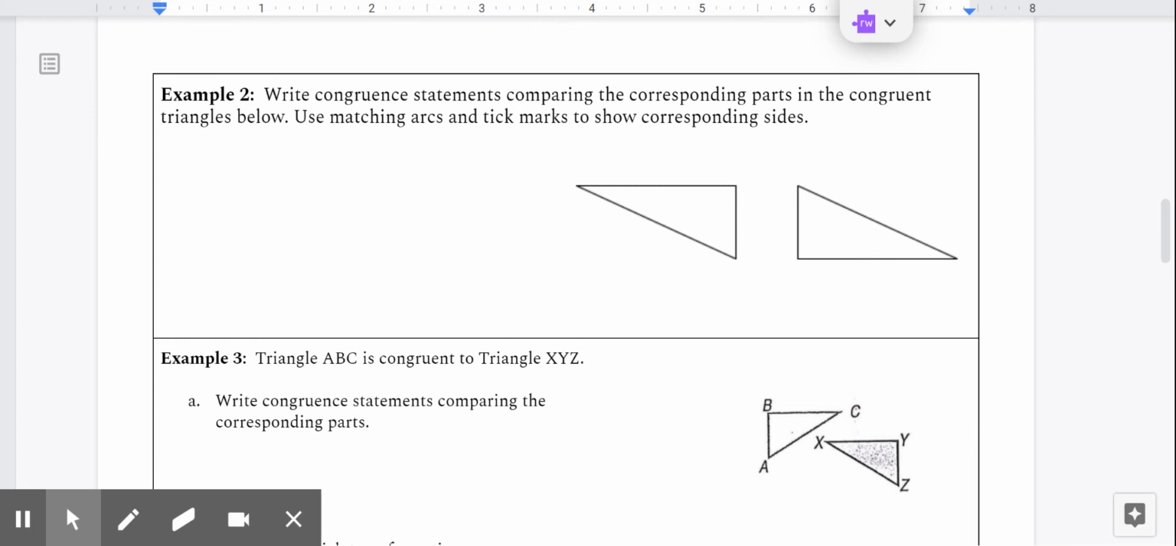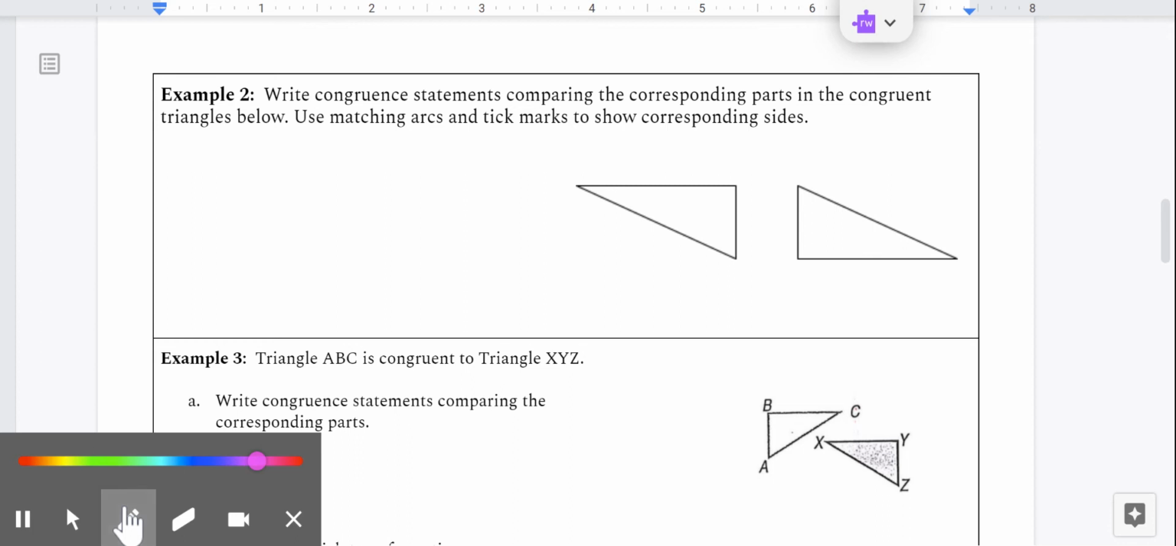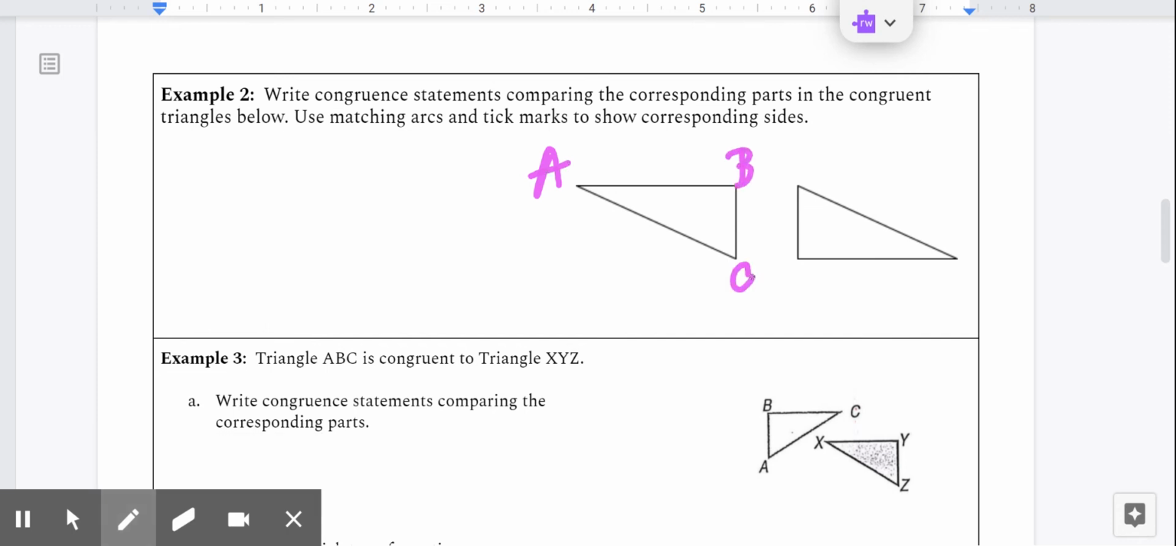All right. So the next thing we're going to do is actually put in our tick marks to show our own corresponding sides. It says write congruency statements comparing corresponding parts in the congruent triangles below. Use matching arcs and tick marks to show the corresponding sides. So right here, I'm going to start by labeling my triangles. I have triangle A, B, C, and I have triangle D, E, F.